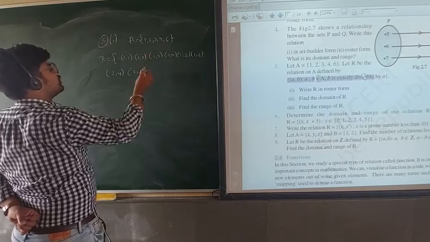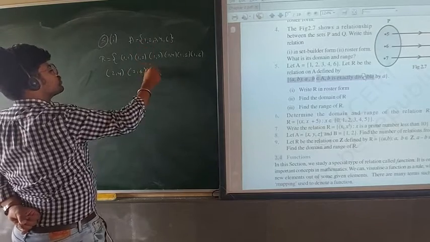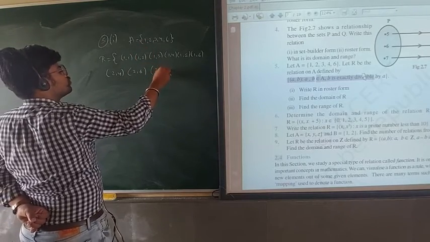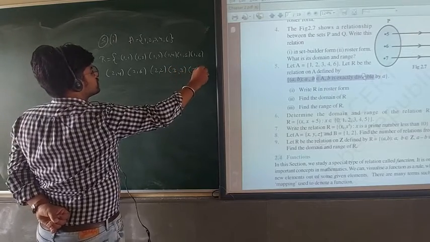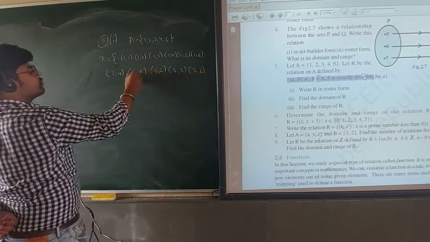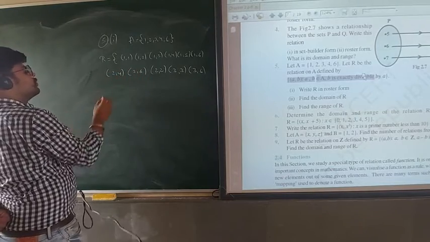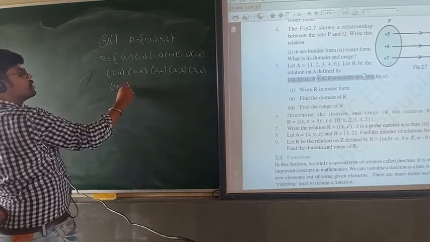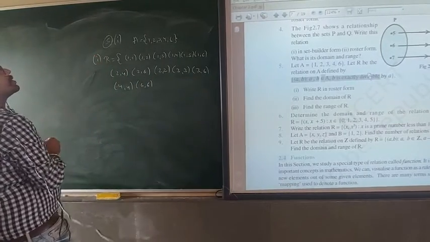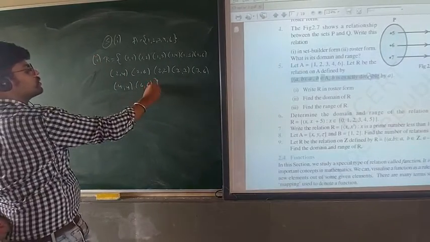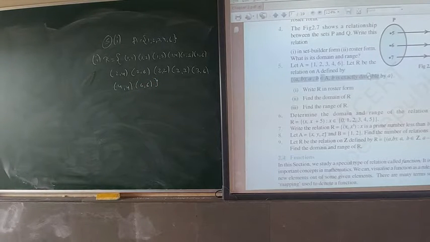Then (2, 2) is also there, and (3, 3). (3, 6), it is divisible by all. You check it. And (4, 4), and the last one is (6, 6). So this will be a relation where b is exactly divisible by a.